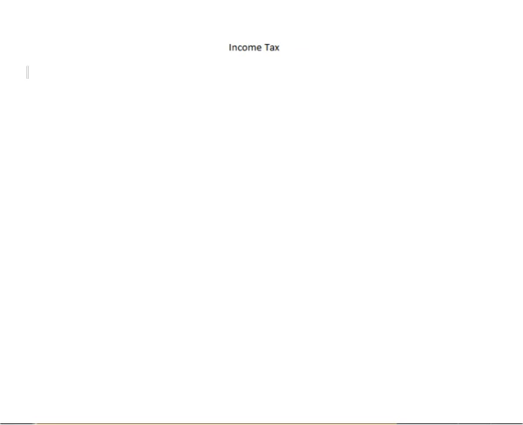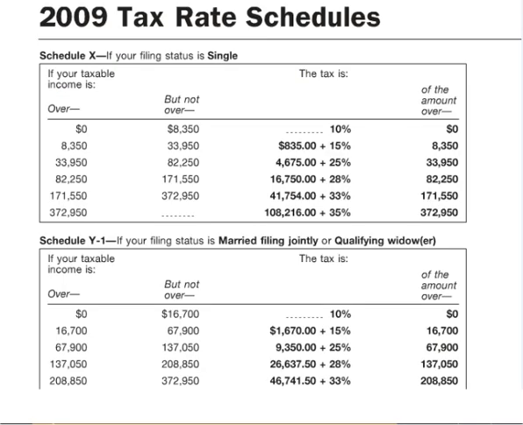Now that we know how to find the taxable income, we can calculate the income tax. In the U.S., we use what's called a graduated income tax rate. So for example, here are tax rate schedules from 2009. So if you're single, you're looking at Schedule X.